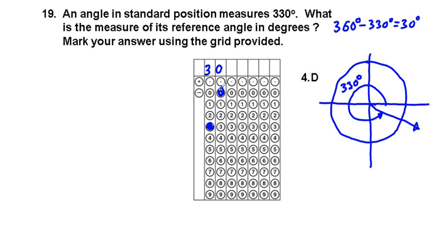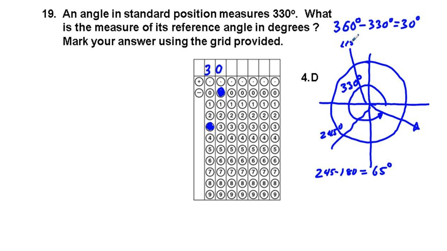If you perchance have an angle that shows up in standard position in either quadrant 2 or 3, you've got to work with the 180. So if this was instead a 245-degree angle, you'd have to subtract 180. So 245 minus 180 is going to be a 65-degree reference angle.